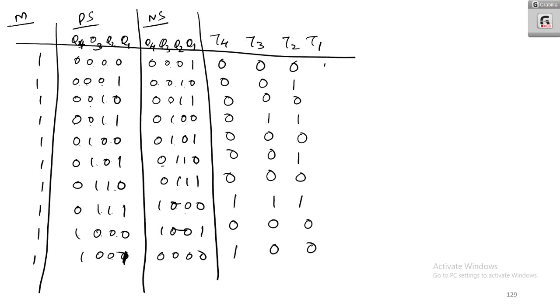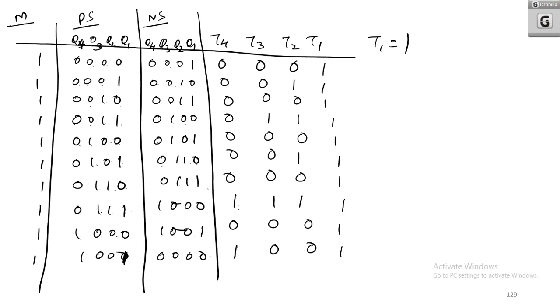0 to 1, 1; 1 to 0, 1; 0 to 1, 1; 1 to 0, 1; 0 to 1, 1; 1 to 0, 1. Okay. Now I am basically taking this for the up count. If it is an up counter, we can directly say that T1 is equal to 1. Now what is T4? T4 I will get from these two elements only, right?